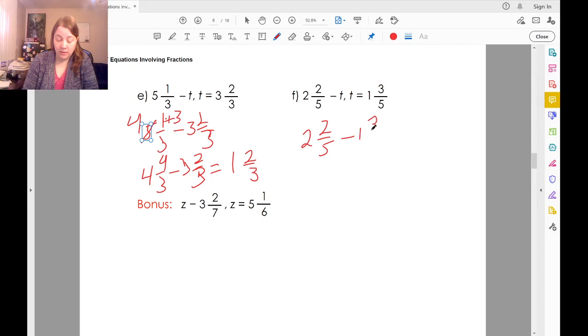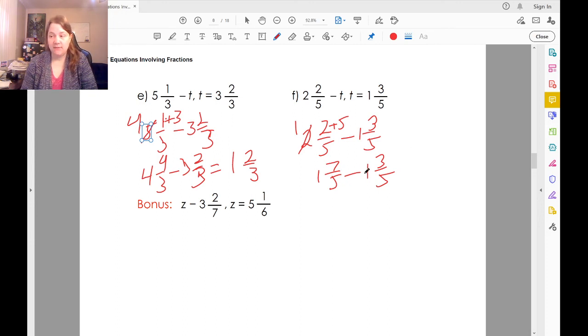2 2/5 minus 1 3/5. I can't do 2/5 minus 3/5, so I'm going to go ahead and borrow. That becomes 1 7/5 minus 1 3/5. 1 minus 1, that's going to be nothing, but 7/5 minus 3/5 is going to be 4/5.